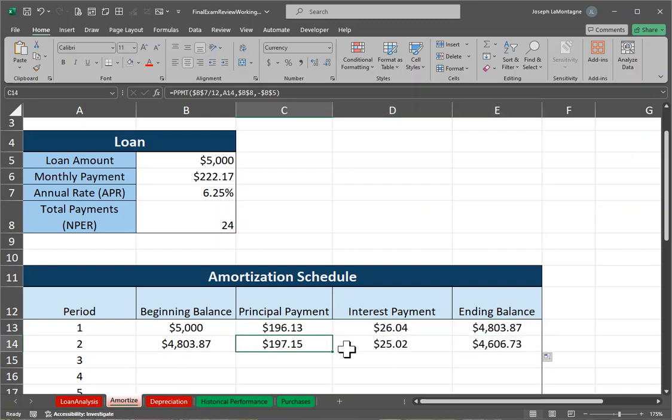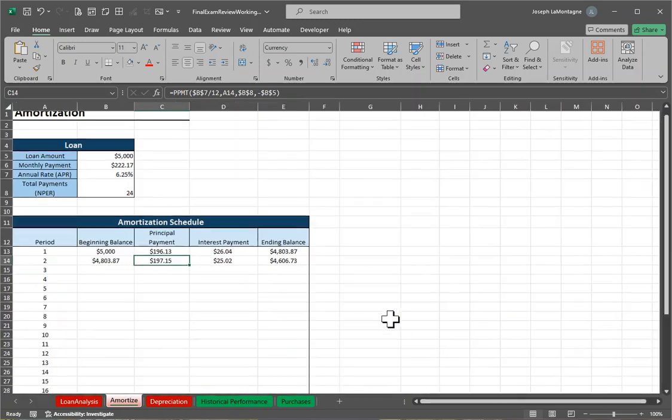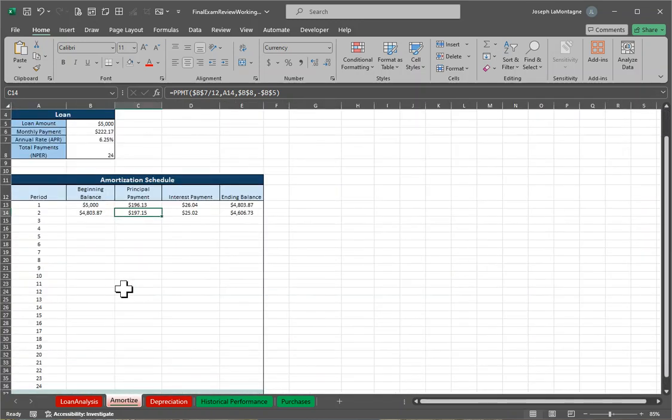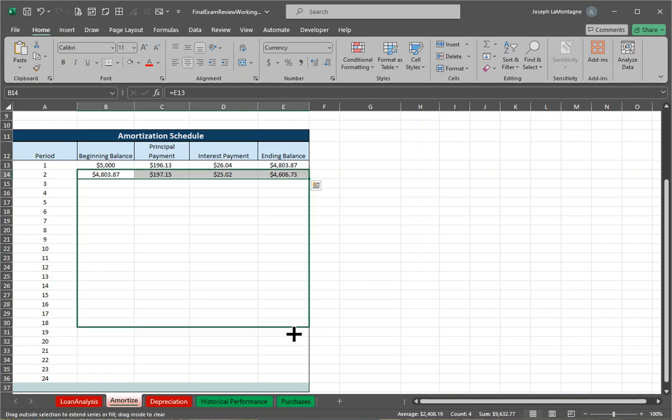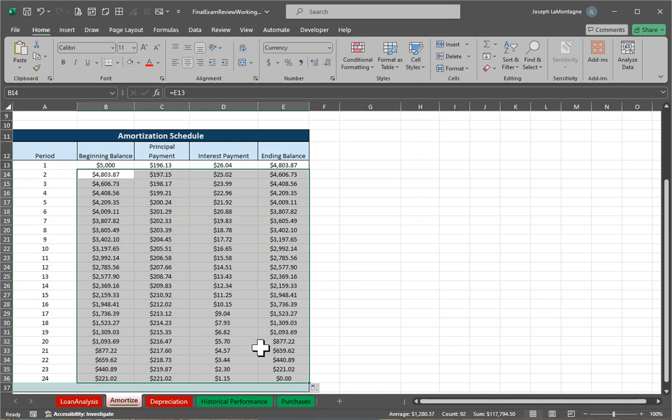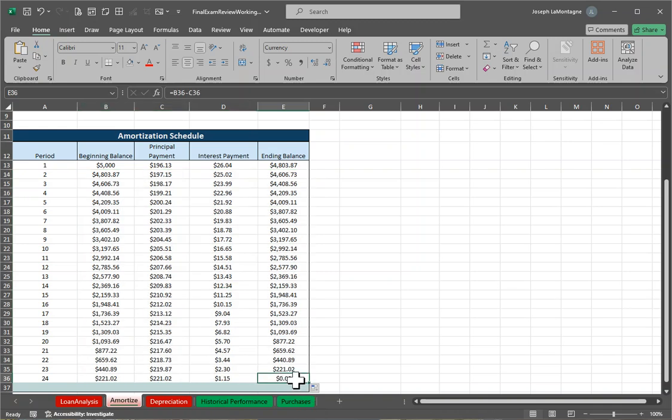So you can see for the next period, a little bit more goes to principal and a little bit less goes to interest, which is normal. I'm going to scooch this out so you can see the full amount. So we're going to select those 4 cells, and then copy it down, autofill it down. And it should go to 0 or very close to 0, depending on rounding.